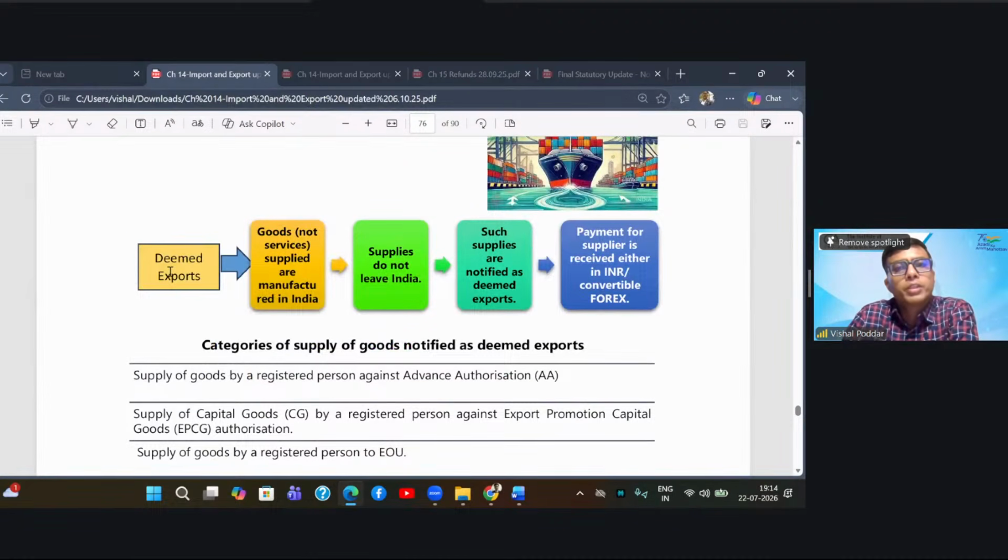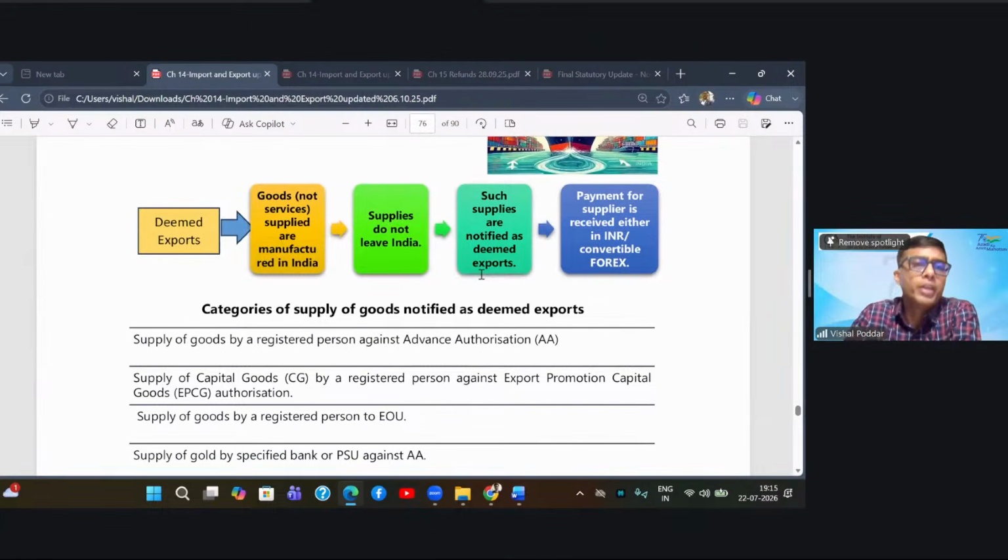Now then there is a concept which is deemed export. What is this? Goods but not services which are supplied, are manufactured in India. These supplies are within India, that is, they do not go outside India, and these supplies cover some notified supplies. Then only they are deemed as exports. So in order to be deemed as export, you have to keep in mind first, deemed exports only cover transaction of goods, not of services. Two, here goods are within India, that is, it is a domestic transaction. Three, only notified transactions will be treated as deemed exports.